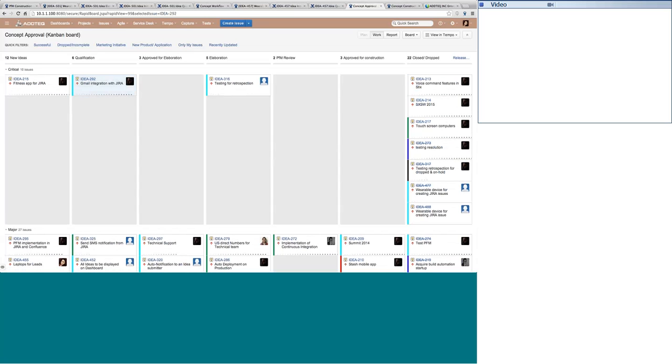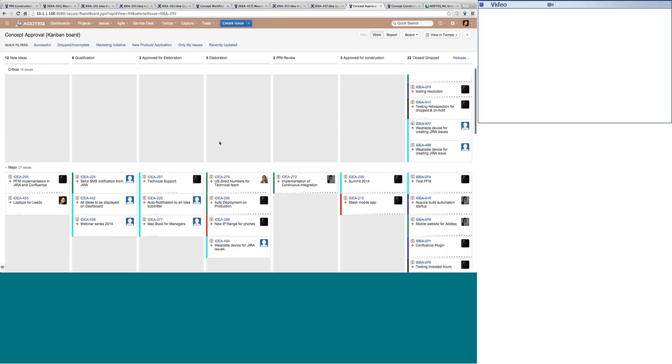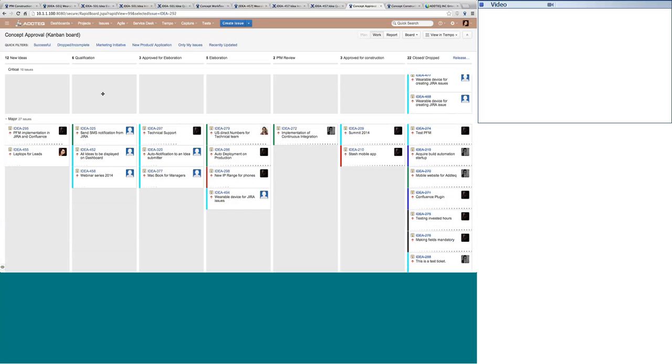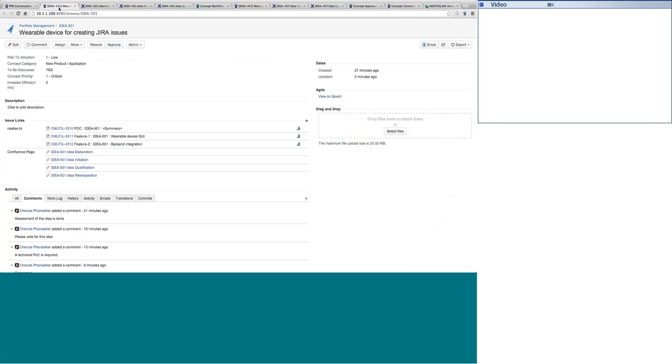When we are in the approval phase, if I just get back to our idea showing the workflow, you can see that till approved for construction, there are different sets of people involved in the workflow or the life cycle of the concept. And from approved for construction till close, there's a different set of teams and different sets of people who are concerned about this.